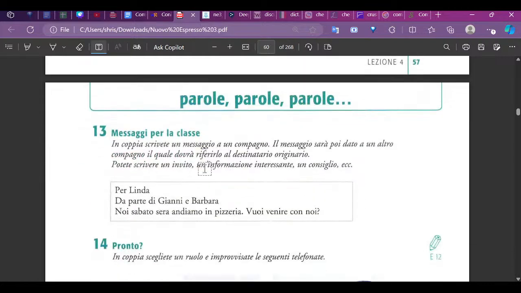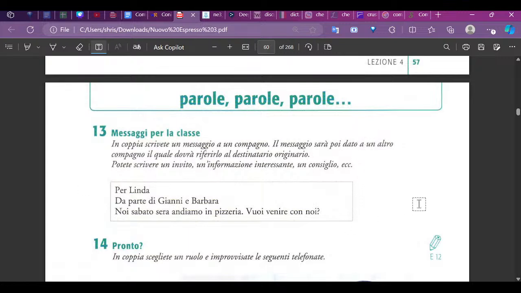And this one, messaggi per la classe. In coppia, scrivete un messaggio a un compagno. Il messaggio sarà poi dato a un altro compagno, il quale dovrà riferirlo al destinatario originario. Potete scrivere un invito, un'informazione interessante, un consiglio, eccetera. Per Linda, da parte di noi, sabato sera andiamo in pizzeria. Vuoi venire con noi?